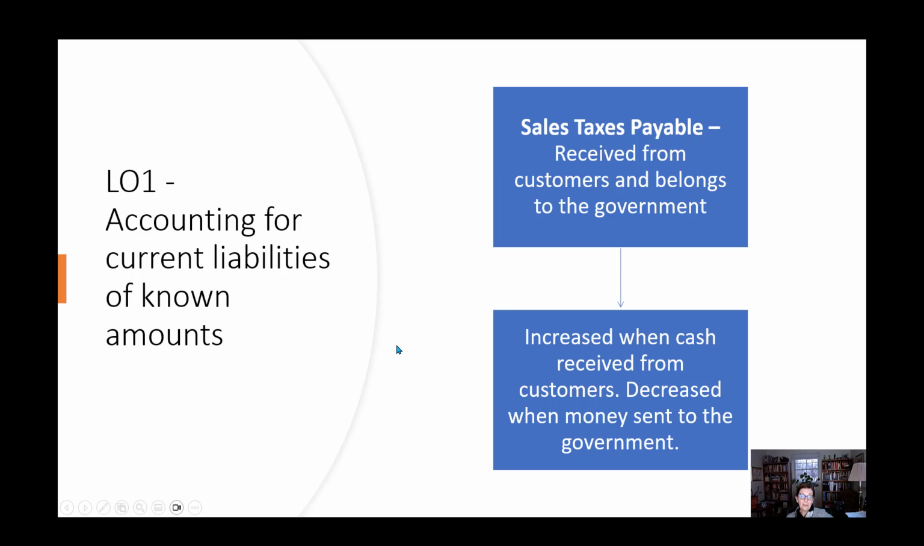Now, sales taxes payable we haven't really seen before, and remember, it comes from the customers and then it belongs to the government. So we increase sales tax payable when the cash is received from the customer. So a customer comes in, they buy something, and they pay sales tax. And so the company credits sales taxes payable. And then, just like any other liability, when the company pays the money to the government, then they decrease the sales taxes payable.